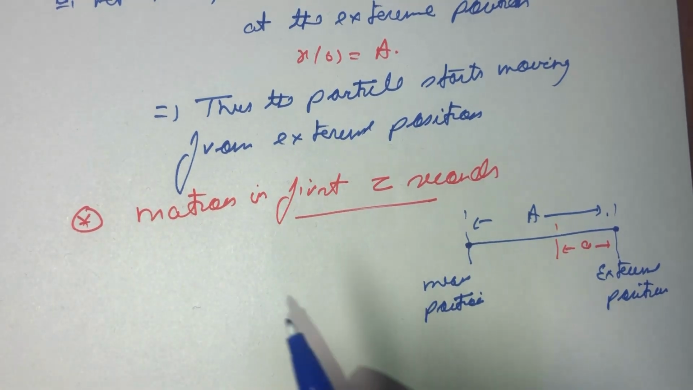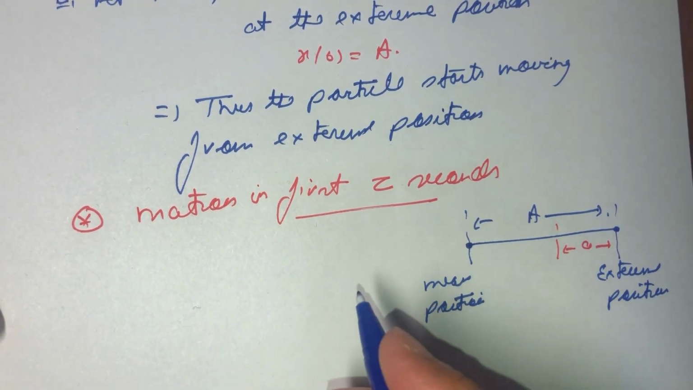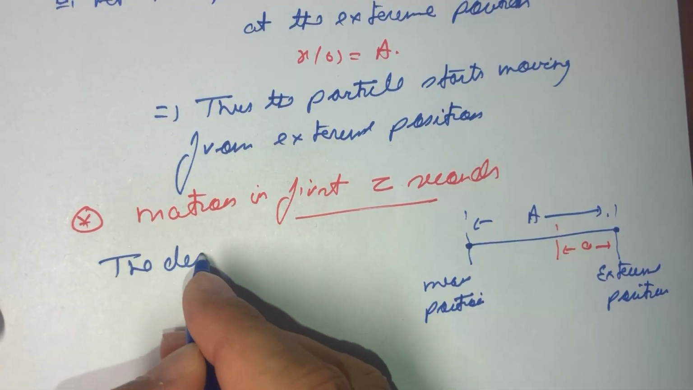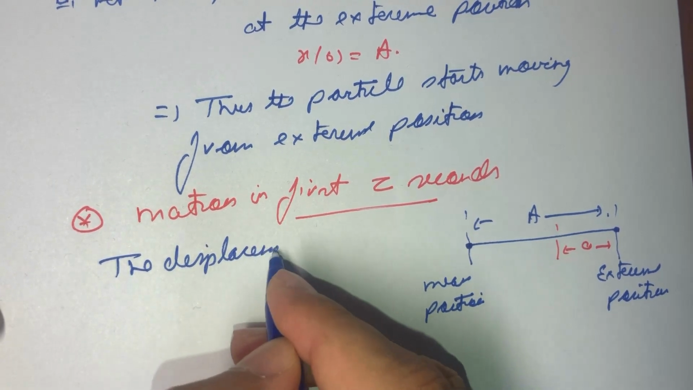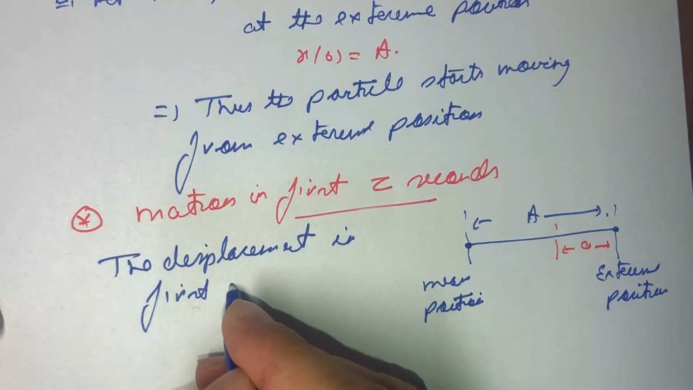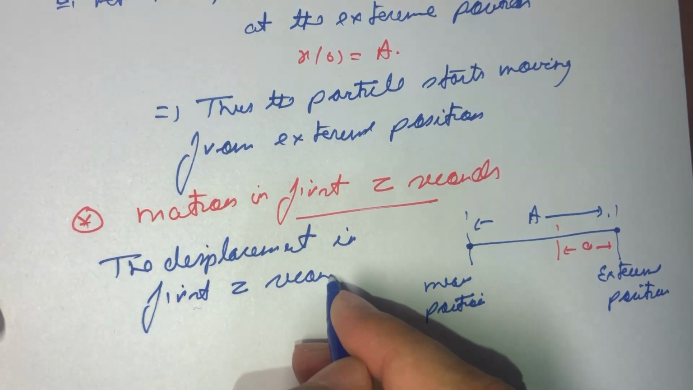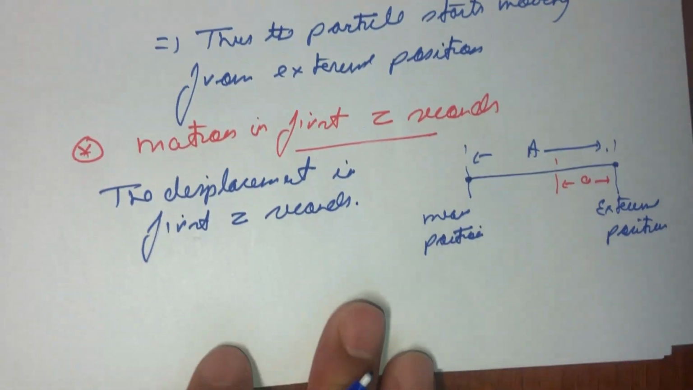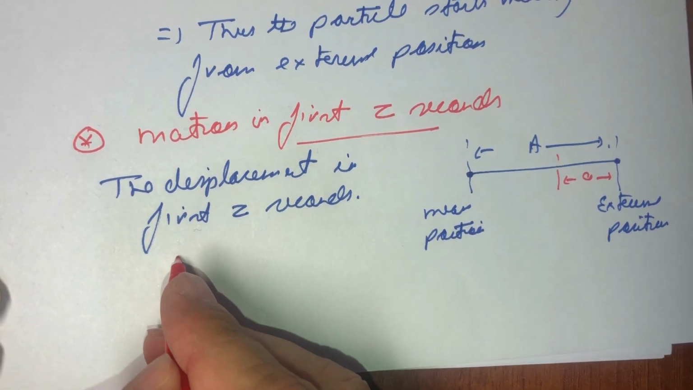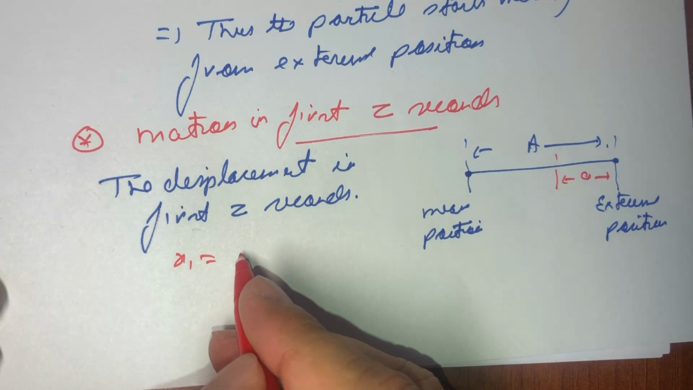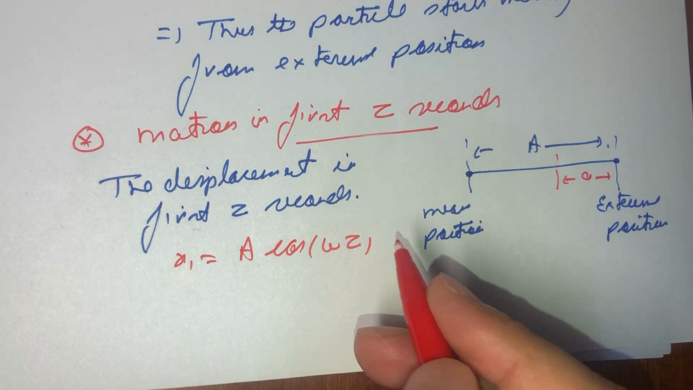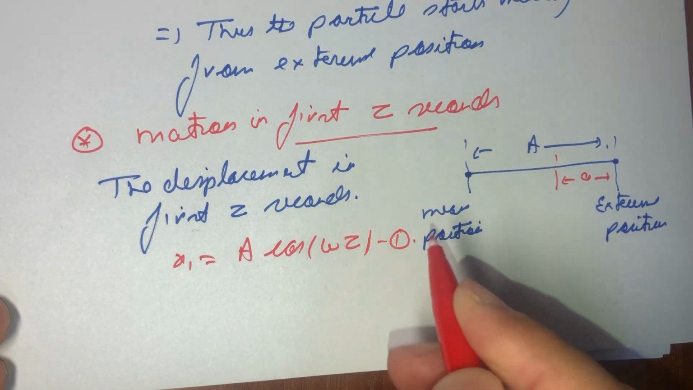So therefore we can write the displacement in the first tau seconds, let us suppose that is given as x1. So we can say our x1 is equal to A cos of omega tau. Let us call this equation 1.